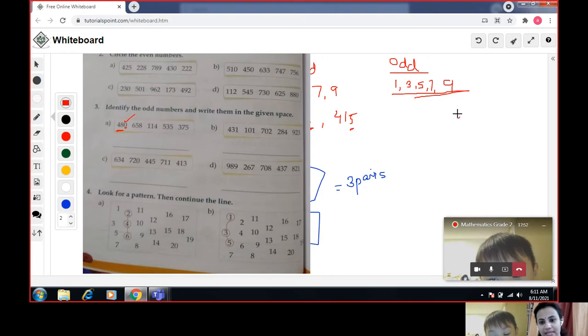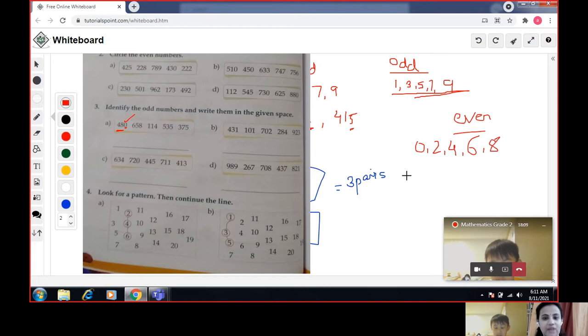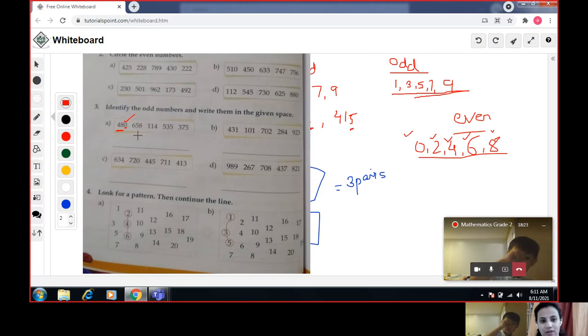Right, because an even number is having in the ones place, see what an even number is having? That is 0, 2, 4, 6, 8, right? So if a number is having in the ones place 0 or 2 or 4 or 6 or 8, then you can see that the numbers are even numbers.